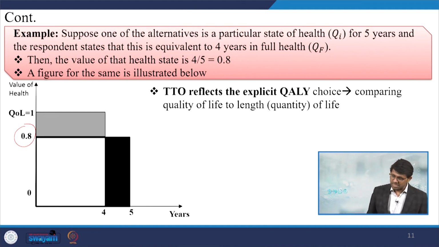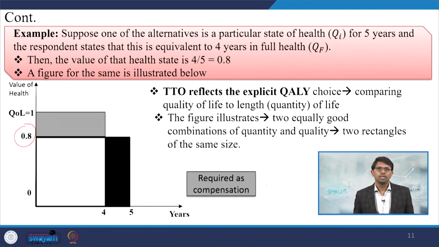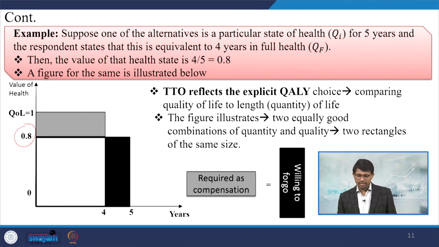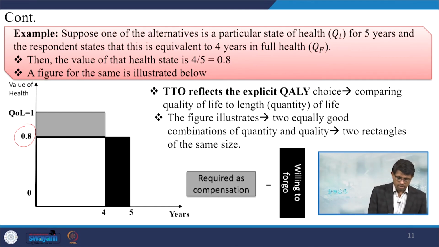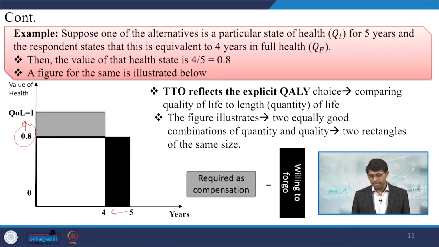So, TTO reflects the explicit quality choice comparing quality of life to length of life. This figure gives two equally good combinations of quantity and quality, that is two rectangles of the same size, hence there is a possibility of trade off, either you go for this or you are compromising this or just the reverse. So, this requires a compensation, hence we are saying trade off, or this involves opportunity cost. Hence, it is equivalent to the expression of willingness to forgo to estimate the QL.